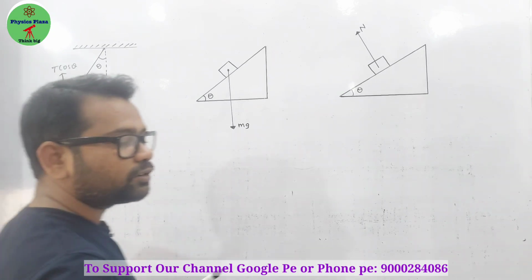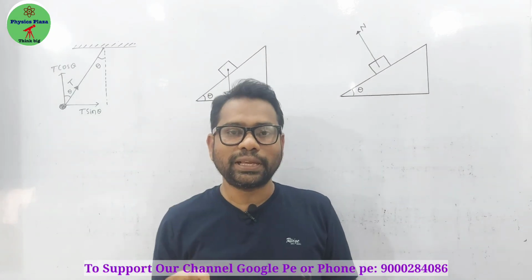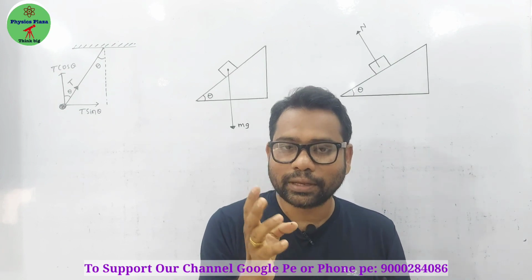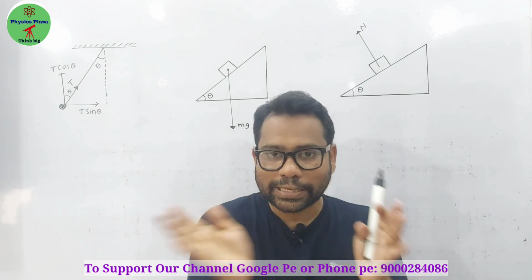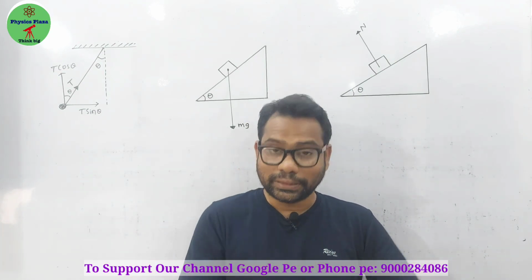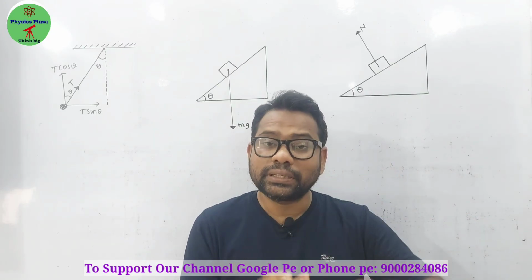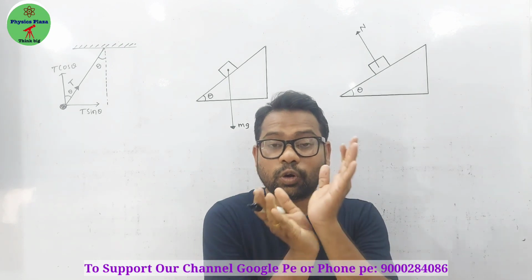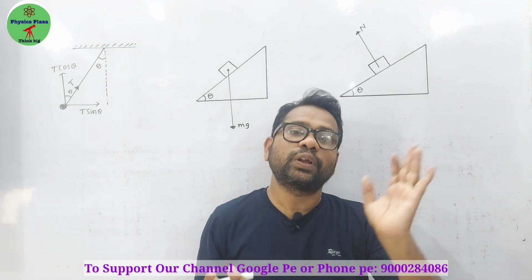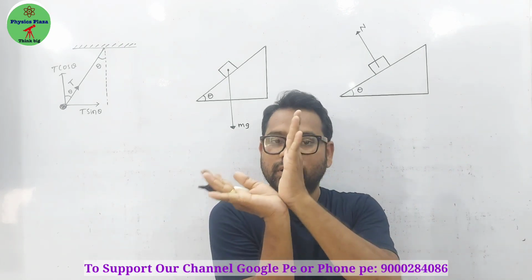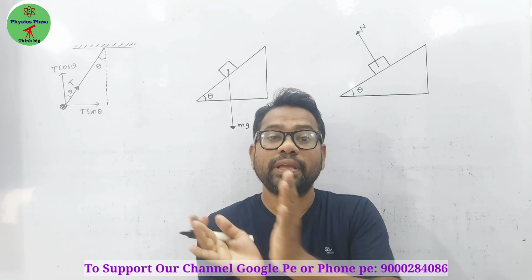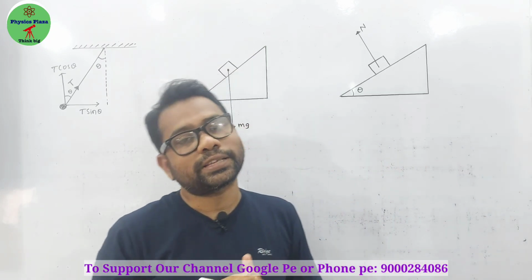Fine. And here, some students will think like this: these two rectangular components should always be along the x-axis and along the y-axis. No, that is a real misconception. It is not compulsory that these rectangular components always be along the x-axis and y-axis only. No, these rectangular components can be even other than the x-y axes also.